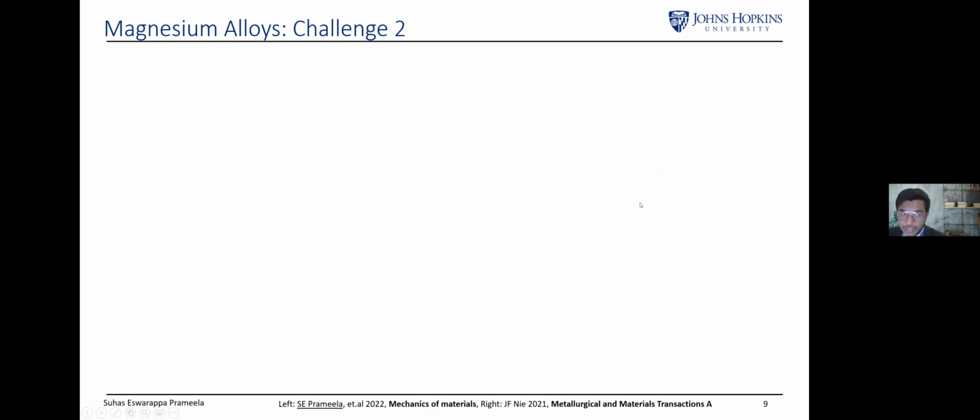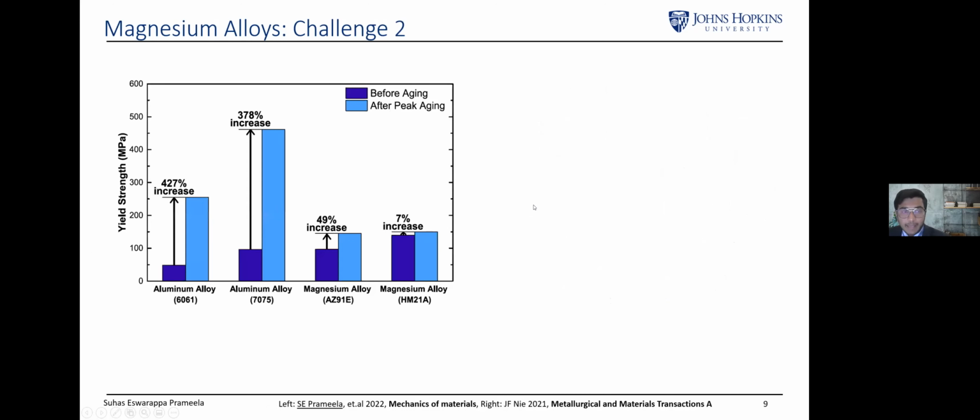What's the next big challenge? The next big challenge is just making these alloys stronger, right? One of the conventional ways to strengthen materials is through a process called aging, where you just take this metal and put it inside a furnace and heat it. And that's supposed to produce precipitates and make your material stronger. Here are examples of commercial aluminum alloys. You can see that when you age it, there's a tremendous increase in the strength. But for these commercial magnesium alloys, you can see that there's very little increase in the strength, right?